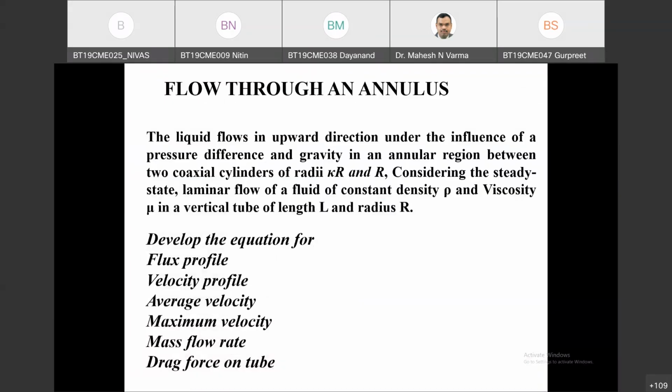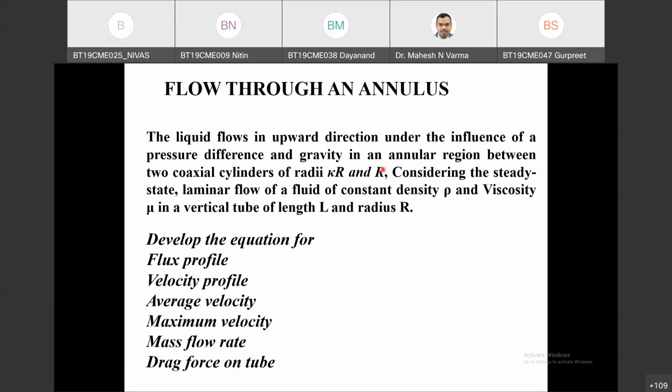So, flow through annulus. Annulus means there are two pipes. One pipe has radius kappa R, where kappa is greater than 0 and less than 1. So this is the smaller radius pipe, kappa R, and this is capital R. So kappa is between 0 and 1. The radius of the inner pipe is kappa R, and the radius of the outer pipe is capital R. And we are discussing flow through this annulus.